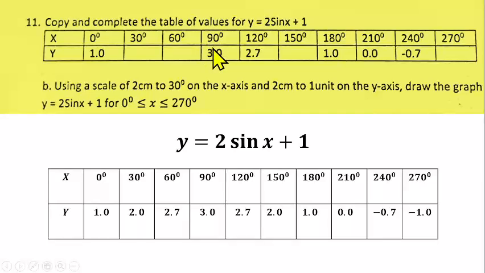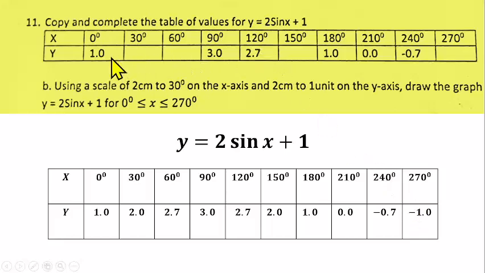Next one is 90. x is 90. 2 sine 90 plus 1. That will give us 3.0. Next one is 120. 2 sine 120 plus 1. That will give us 2.7. The next one is 150. 2 sine 150 plus 1. That gives us 2.0, and so on until you are done.